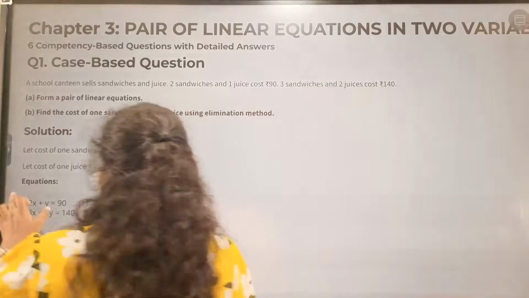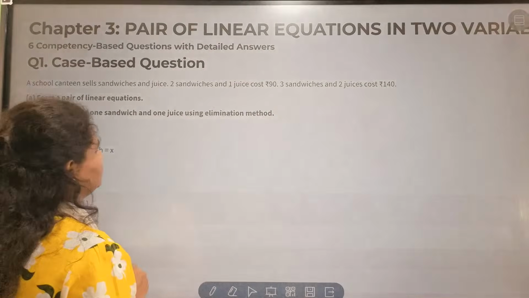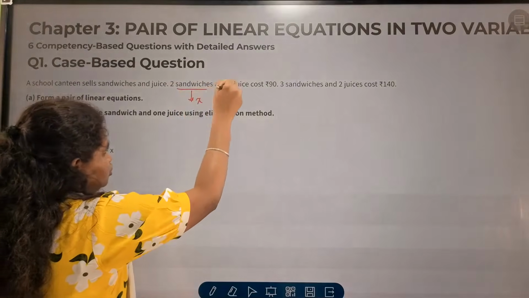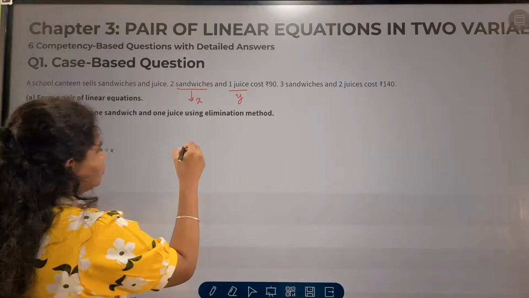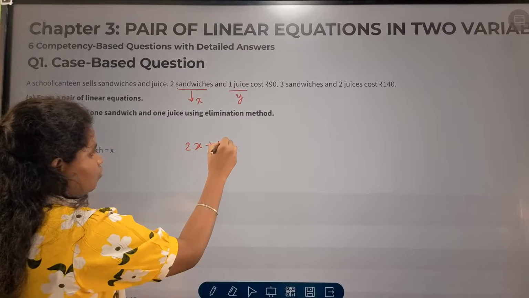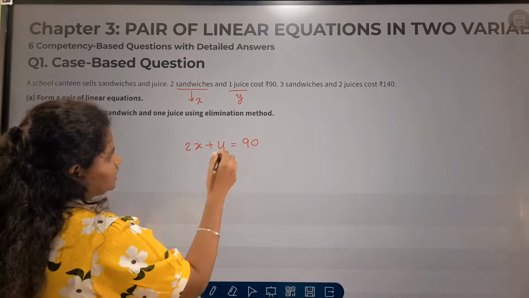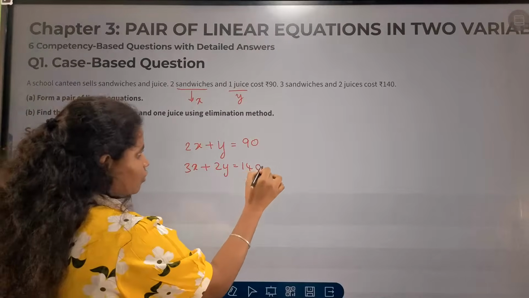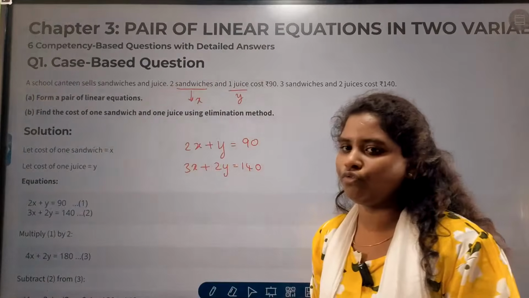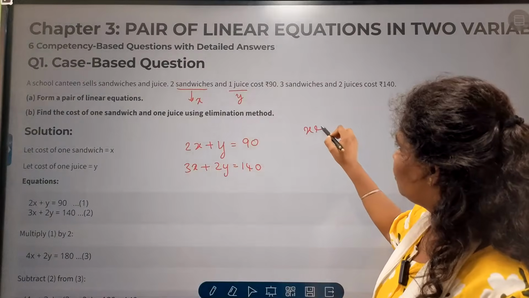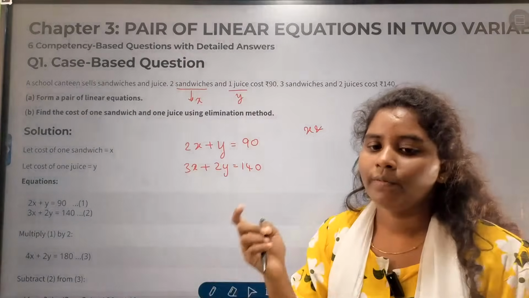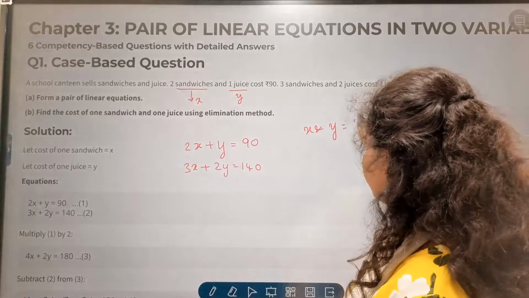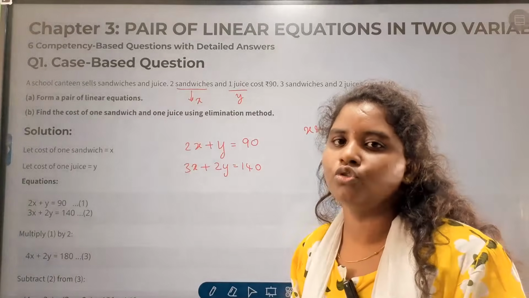So first I'm going to make the equations. Sandwich is taken as x and juice is taken as y. So 2x plus y is equal to 90 rupees, and 3x plus 2y is equal to 140 rupees. From this, we have to find the x value and y value, that is, the cost of each sandwich and juice.